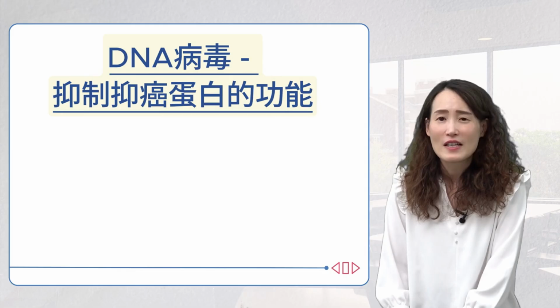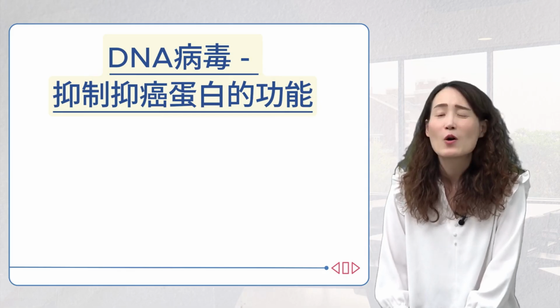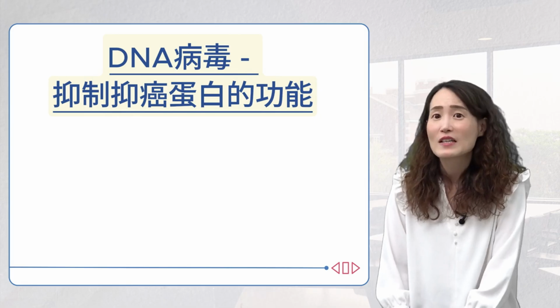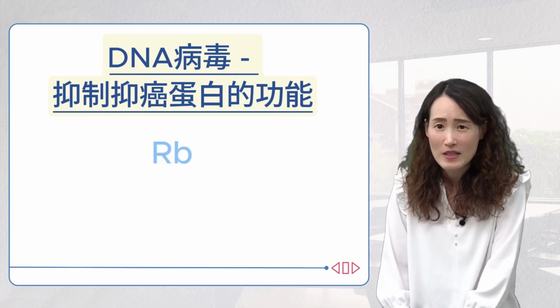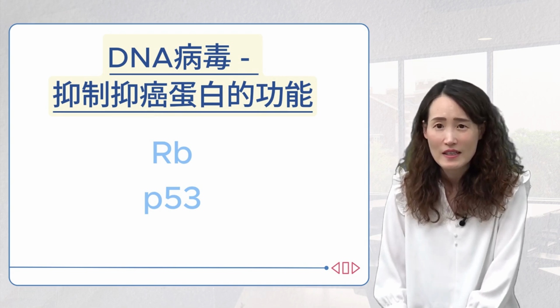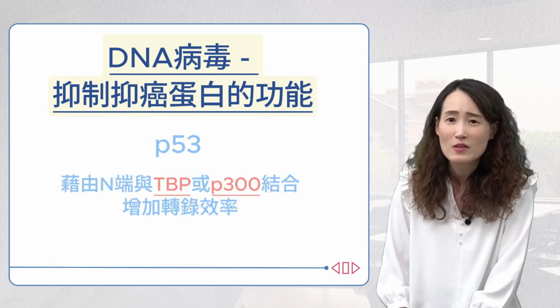Previously, some DNA viruses were mentioned. After they infect cells, they can inhibit the functions of some tumor suppressor proteins. Apart from RB, which the teacher just introduced, they also bind to P53, inhibiting P53's ability to bind to promoters.